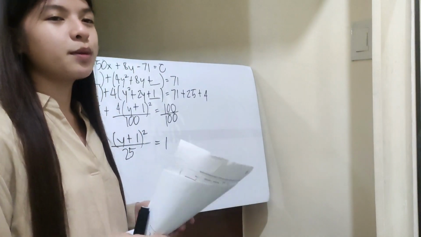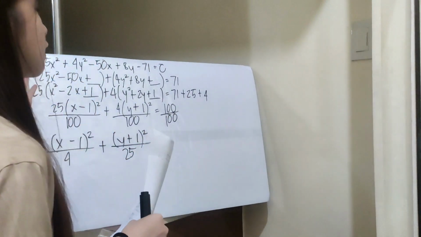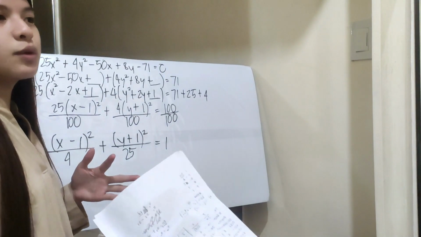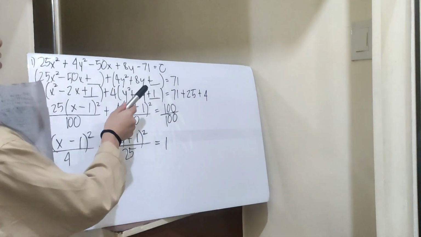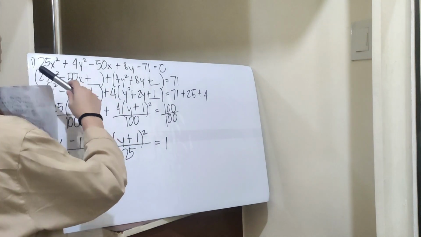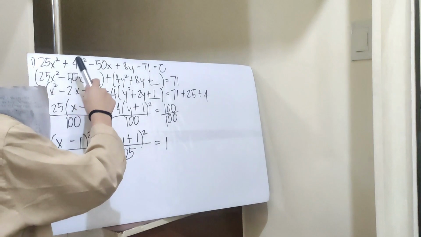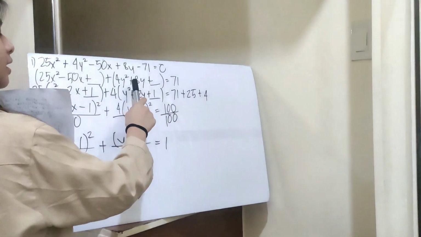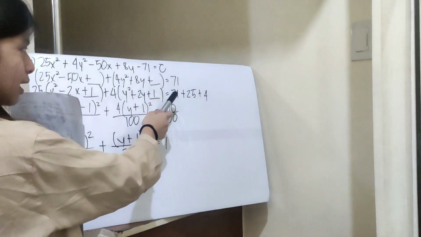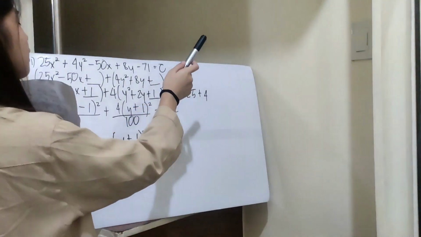So here's an example of how to get the standard equation of an ellipse. Here's a general equation which will turn into a standard equation of an ellipse. First thing we did is group the similar terms, the x terms and then the y terms, which is 25x squared minus 50x plus blank, plus 4y squared plus 8y plus blank equals positive 71. We move the negative 71 to the right side.